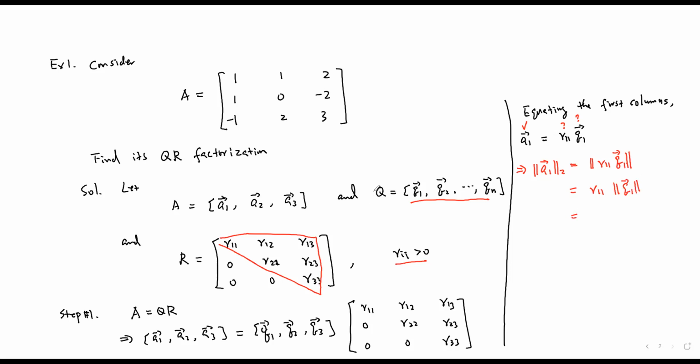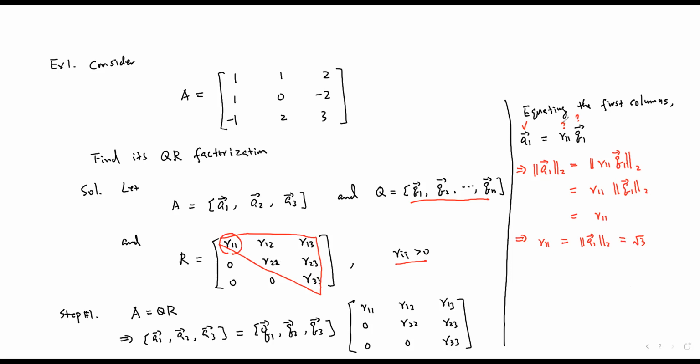But matrix Q is orthogonal, so the two norm of the first column is 1. Therefore R11 is actually the two norm of the first column of matrix A. The first column is 1, 1, negative 1, so 1 squared plus 1 squared plus negative 1 squared, then take the square root. So it is the square root of 3. Now I know this.